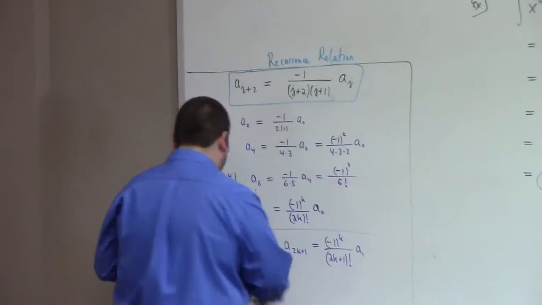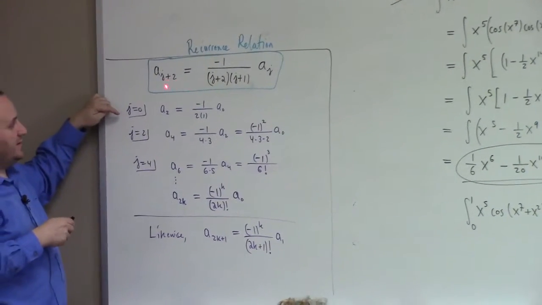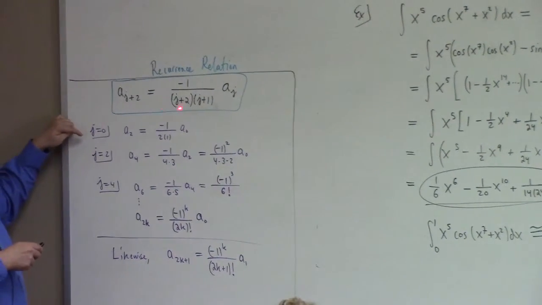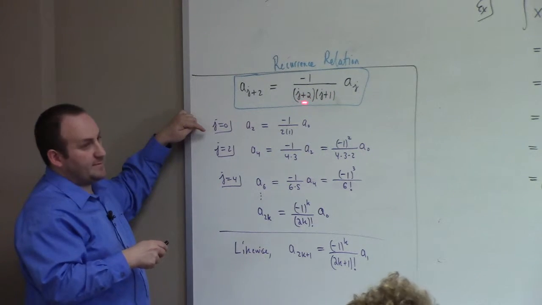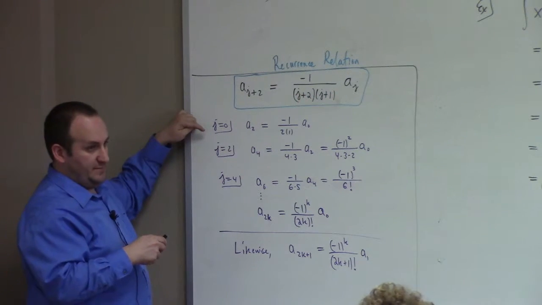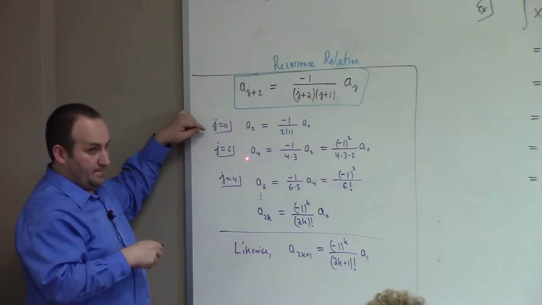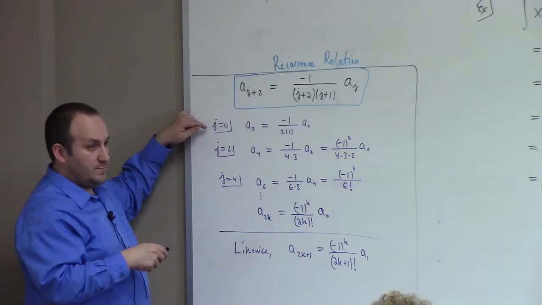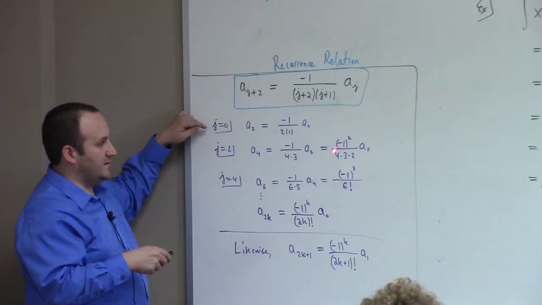Like this one, if you plug j equals 0, you get a sub 2 is minus 1 over 2 times 1. This number is always the same as that number. See the pattern? And that number is always 1 less than this number. That's the pattern here. So a sub 2 is minus 1 over 2 times 1, a sub naught. A sub 4 is minus 1 over 4 times 3 times a sub 2. But we already know that a sub 2 is written in terms of a sub naught in the step above, right? So that's minus 1 squared over 4 times 3 times 2 a sub naught.